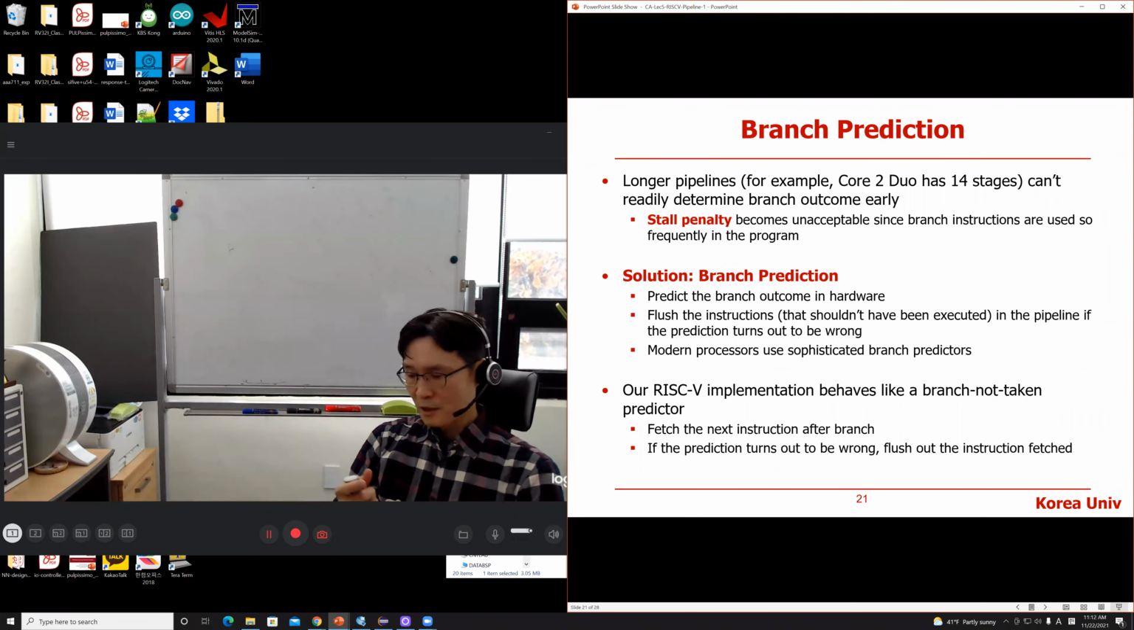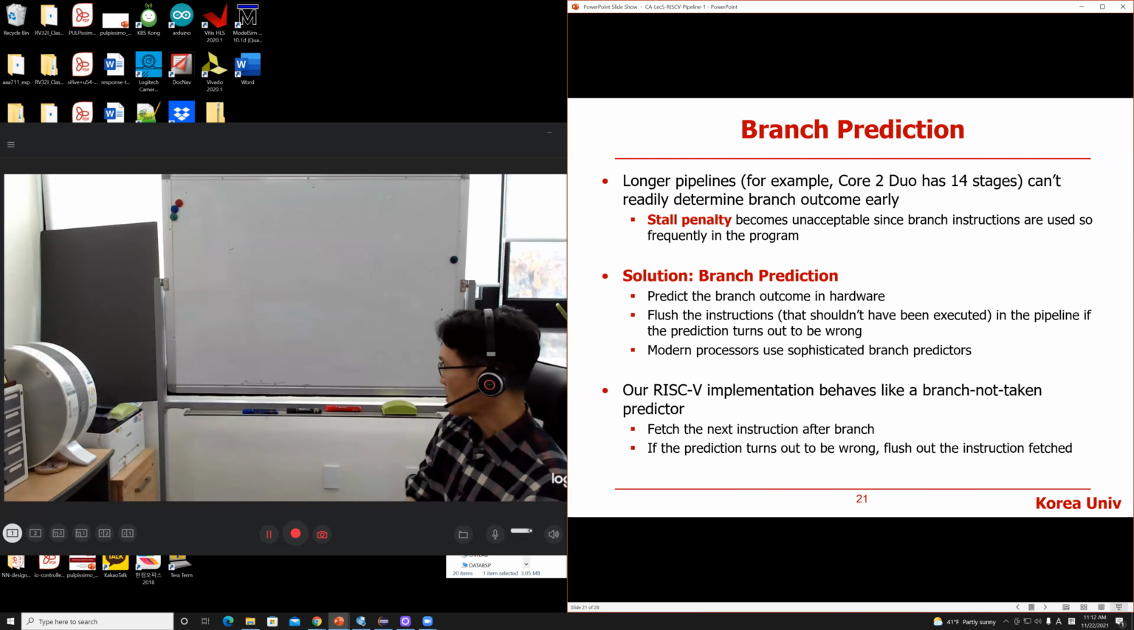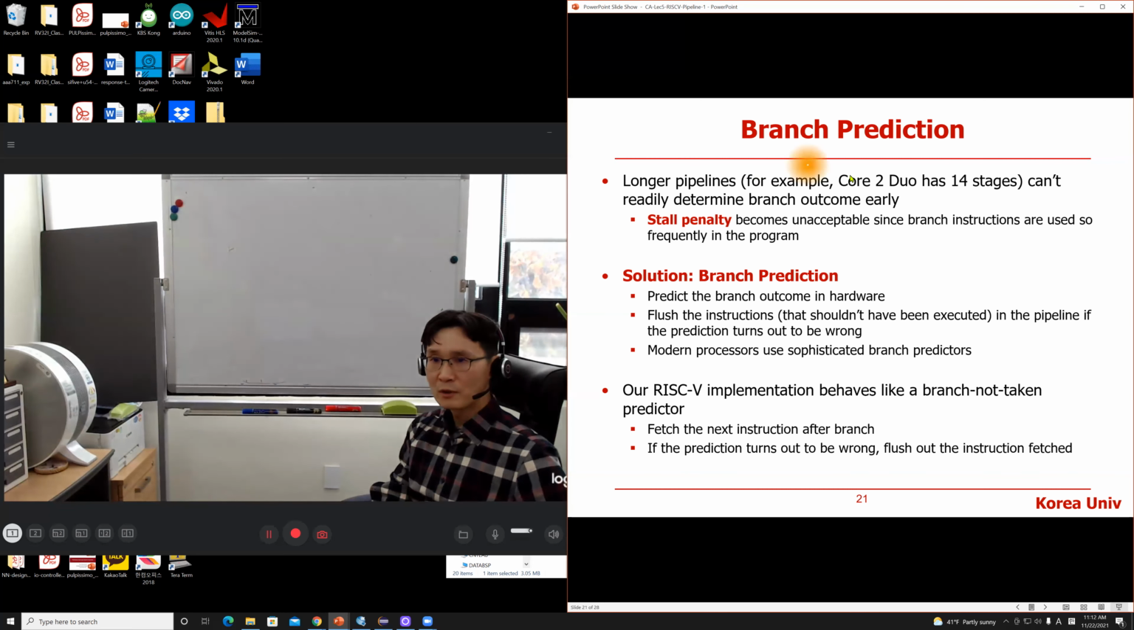In commercial processors like the Intel x86 we use for notebooks and desktops, and the ARM CPU in smartphones, control hazard is a super serious problem. Why? Because they implemented a very deep pipeline. For example, the Core 2 Duo, which is almost 10 years old, has a 14-stage pipeline.